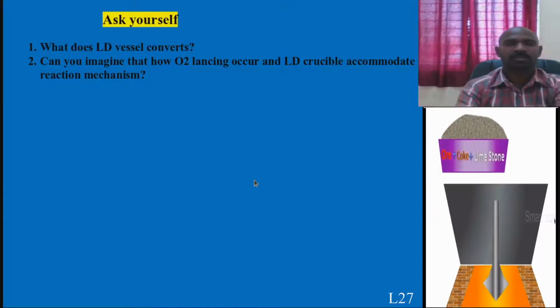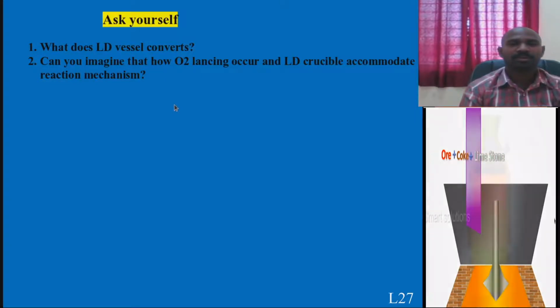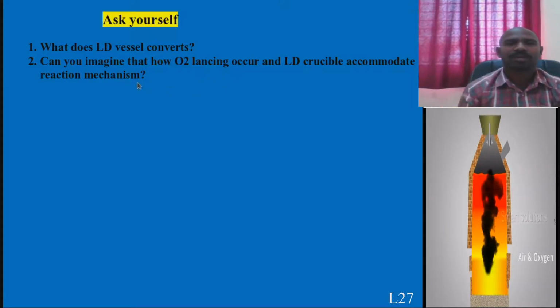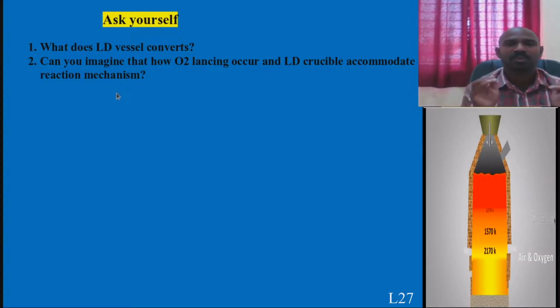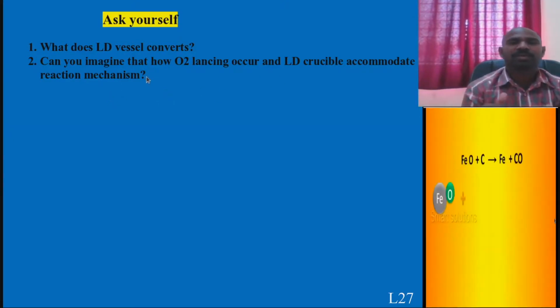Now finally ask yourself: what does the LD converter do? Can you imagine how oxygen lancing occurs practically in industries? How does the LD crucible accommodate the reaction mechanism, chemical reactions, mechanical reactions, thermal shock, all those things? Either with the help of textbook reading or with the help of some video lectures, you can understand these points clearly. Thank you.